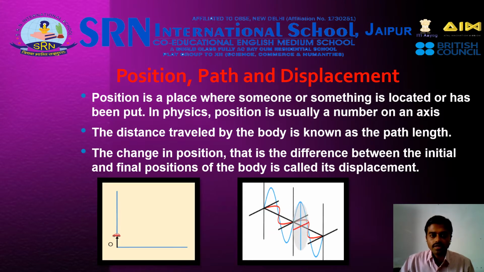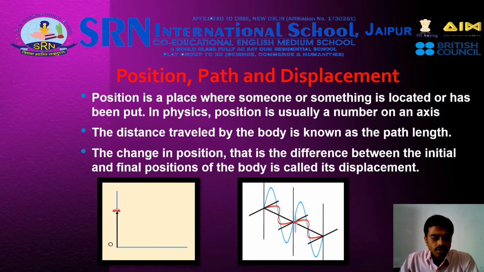Third comes displacement. Displacement of a body is said to be the change in the position of the body. Now, according to this graph or diagram, we can see position, path and displacement. In the first diagram you can see the coordinate axes, x axis and y axis, and the origin is represented by 0 or O. Here we can see that a car is moving along the y axis, and there is no displacement in the x axis. So this represents motion in a straight line.